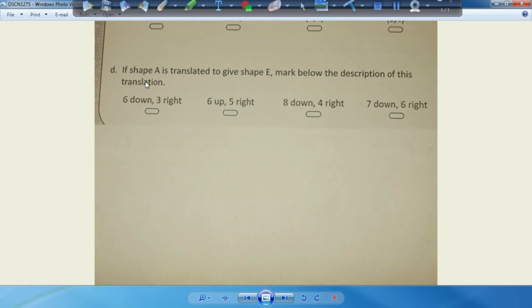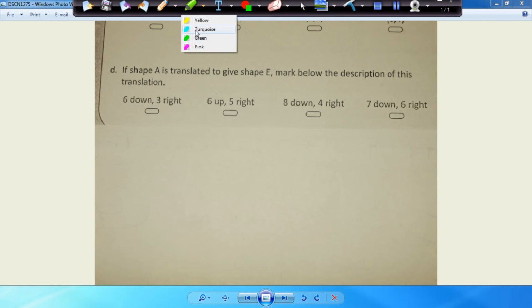Part D. If shape A is translated to give shape E, here come some key words. Translated means moved, not reflected, not rotated, not enlarged. It means physically moved so many along the x and so many along the y, so it stays in the same orientation. To give shape E, mark below the description of the translation. We're going from A to E. So let's get back to our diagram.